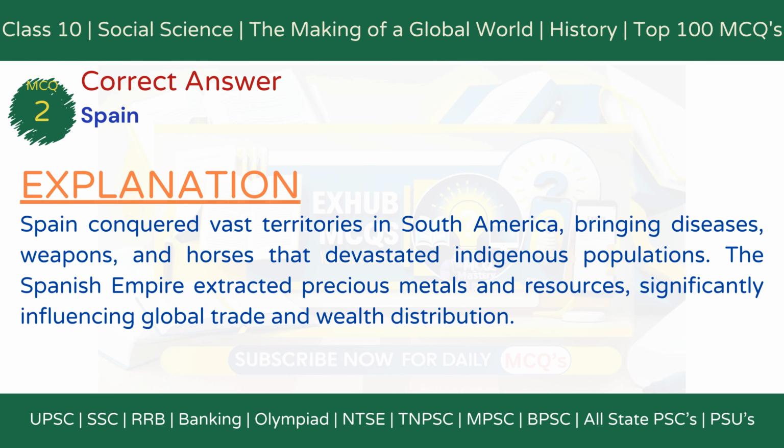The correct answer is option B, Spain. Explanation: Spain conquered vast territories in South America, bringing diseases, weapons, and horses that devastated indigenous populations. The Spanish Empire extracted precious metals and resources, significantly influencing global trade and wealth distribution.